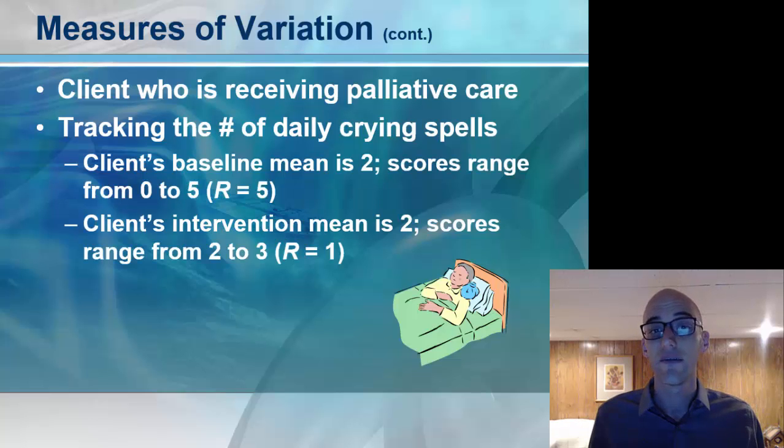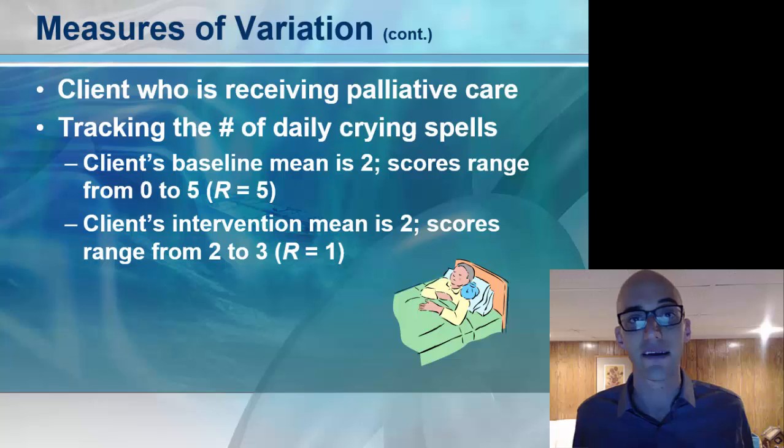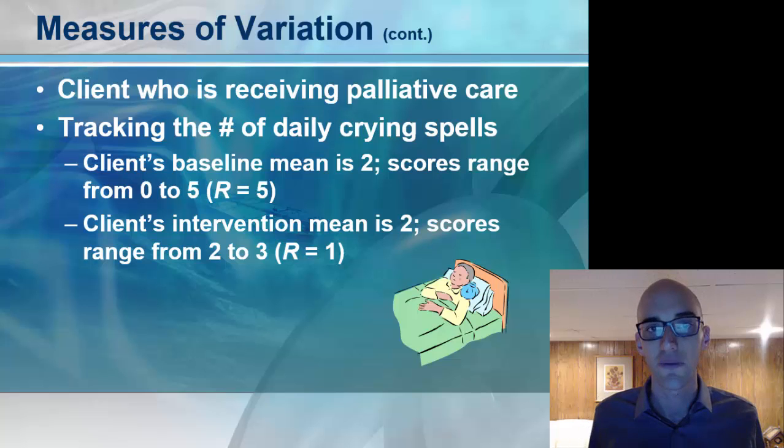So even though the baseline mean and the intervention mean are the same, the range rapidly decreased. During their baseline the range was 5: some days they're having 0 crying spells, some days they're having 5 crying spells. But during the intervention phase, some days they were having 2 and some days they were having 3, but the range was only 1. So it's a lot more stable, right? So even though they were having crying spells, their emotion regulation was rapidly increased, because it's a lot more predictable.